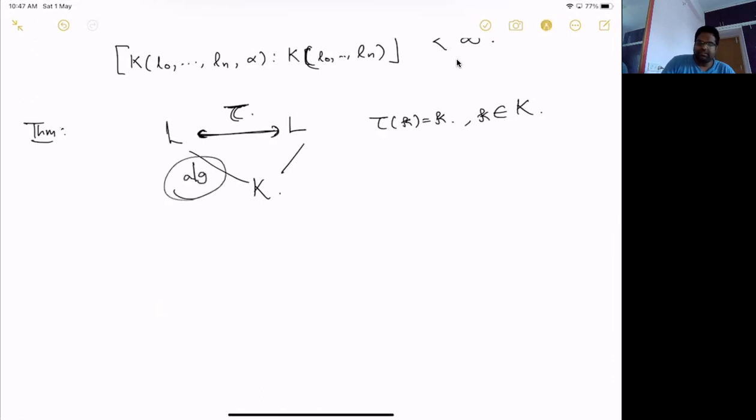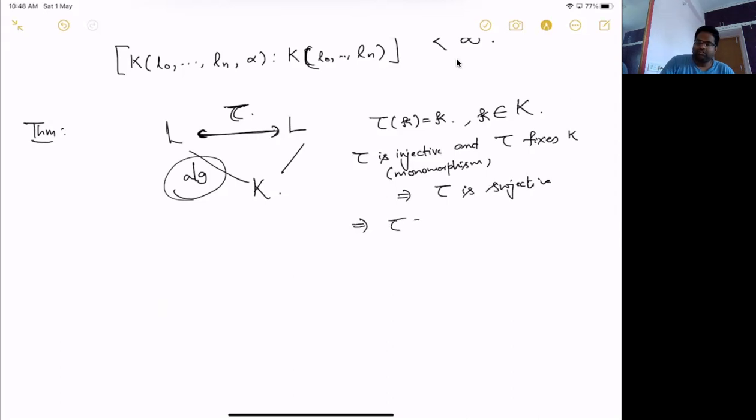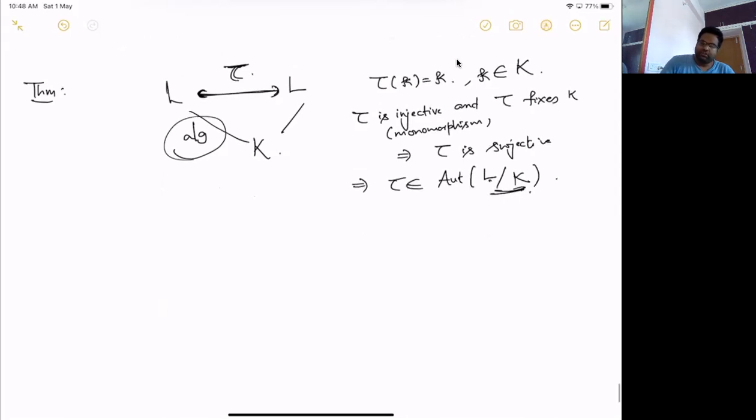The main hypothesis is that the extension is algebraic. If that were the case, tau is called a monomorphism, just like homomorphism. Mono means one. If tau is injective and tau fixes K, then tau is surjective. And therefore, tau is in fact an automorphism of L fixing K. So this is the notation for automorphism of L fixing K. So how do you show that tau is surjective?